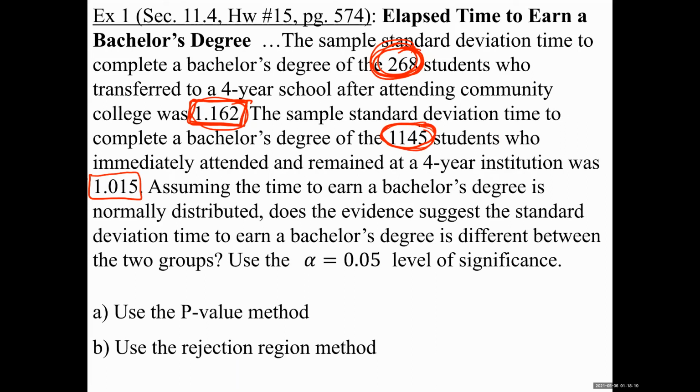Okay, assuming the time to earn a bachelor's degree is normally distributed, does the evidence suggest the standard deviation time to earn a bachelor's degree is different between the 2 groups? Use the 0.05 level of significance.